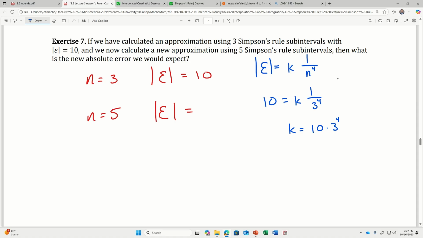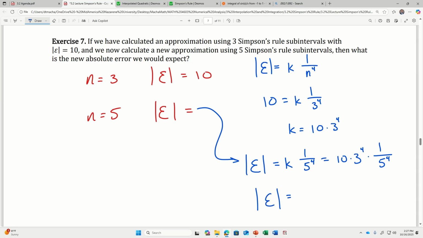Okay, now this new error that I'm trying to find is going to be k times 1 over 5 to the 4th power. That comes to 1.296. Very good.